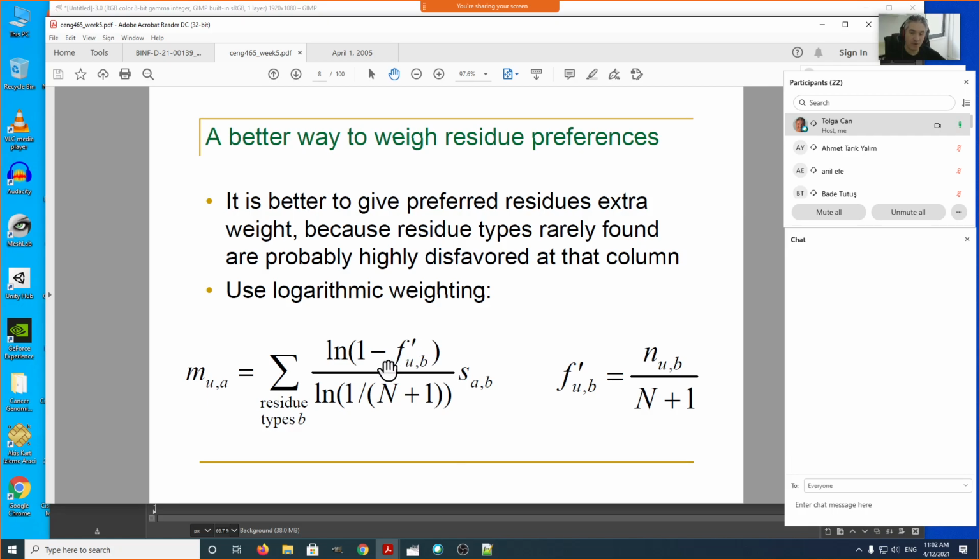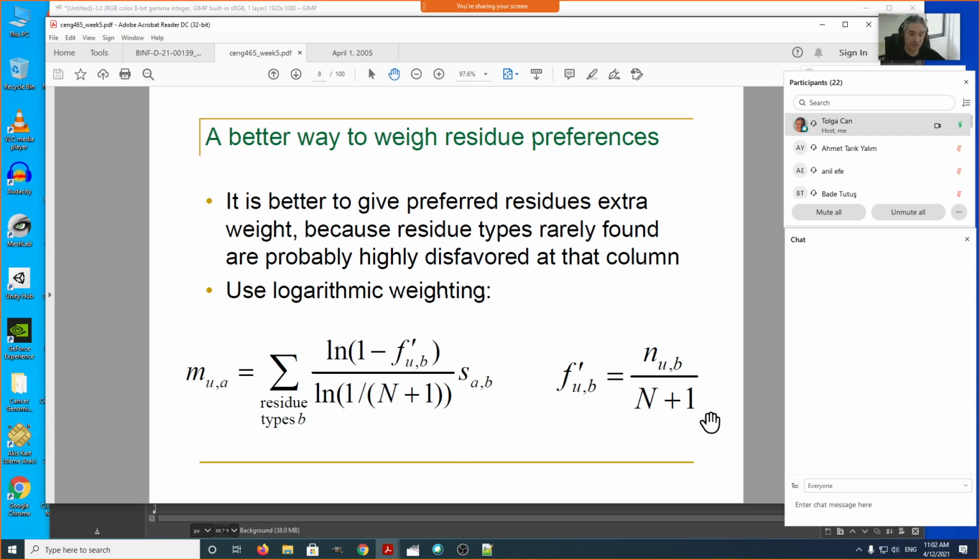We don't have the problem when the frequency is 0, when we don't have the amino acid, when a residue type B occurs 0% in this column. ln 1 is going to be 0, therefore its weight is going to be 0. So for amino acids that don't occur in that column, we have no problem. Their weight is going to be 0 nicely with this formula. But amino acids that occur 100% in that column will be a problem, because it will now be 1 minus 1. It will be minus infinity in the numerator.